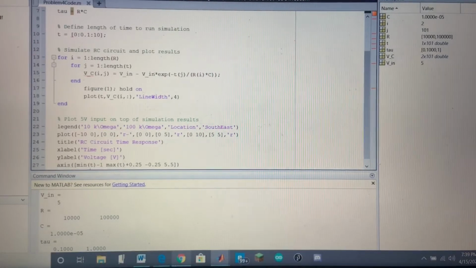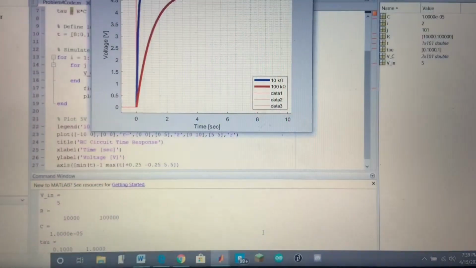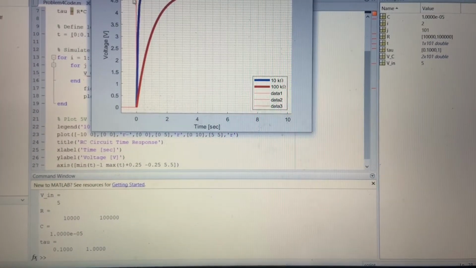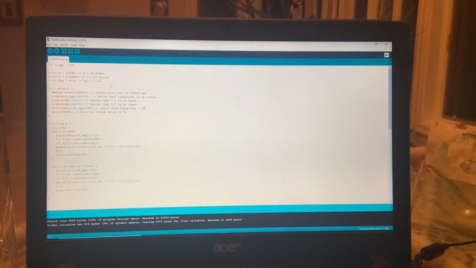So now we're going to take a look at the results. This red line shows that at t equals 0, it jumps straight up to 5 volts, which is expected based on the raw data. This blue line with the 10 kilo ohm resistor takes a little longer to get up to 5 volts. And this orange line, the 100 kilo ohm resistor, takes a lot longer than that, which makes good sense because the higher the resistance, the longer it's going to take to get to 5 volts and reach steady state.